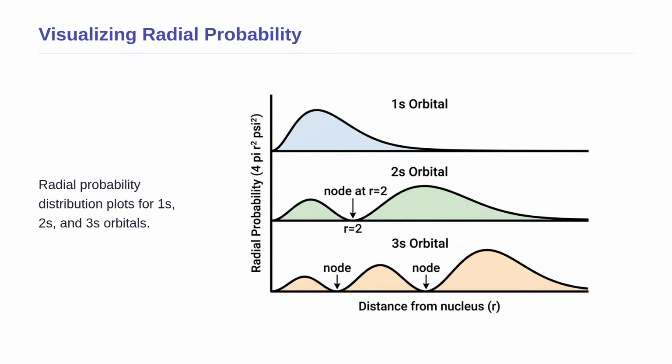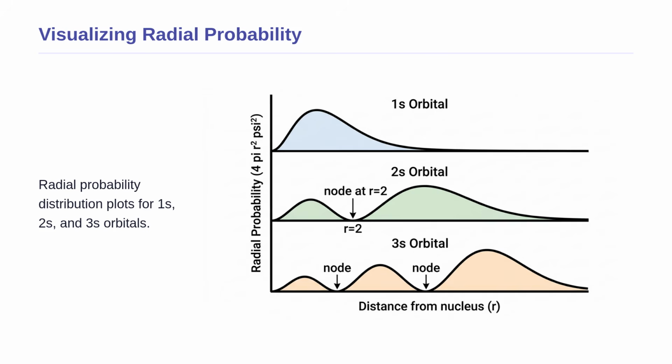To truly grasp what these nodes mean, let us look at this diagram showing radial probability plots for 1s, 2s and 3s orbitals. On the vertical axis, we have the radial probability, and on the horizontal axis, the distance from the nucleus. Look at the top curve for the 1s orbital. It has a single smooth peak and no nodes.